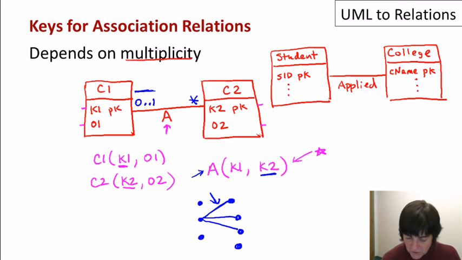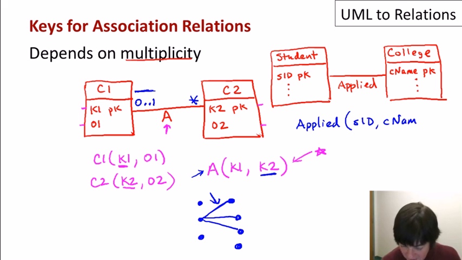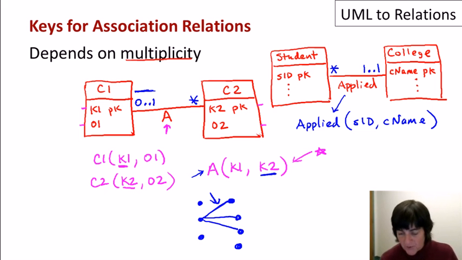So I've drawn the association here, and we're interested in the relation that's going to be generated for the association itself, which will be the applied relation with the student ID on one side, and the college name from the other. Our question is, what's a key for that relation? Well, let's add the constraint that every student applies to exactly one college. So that would be a 1..1 on the right and then a star on the left, if a college can have any number of applicants.